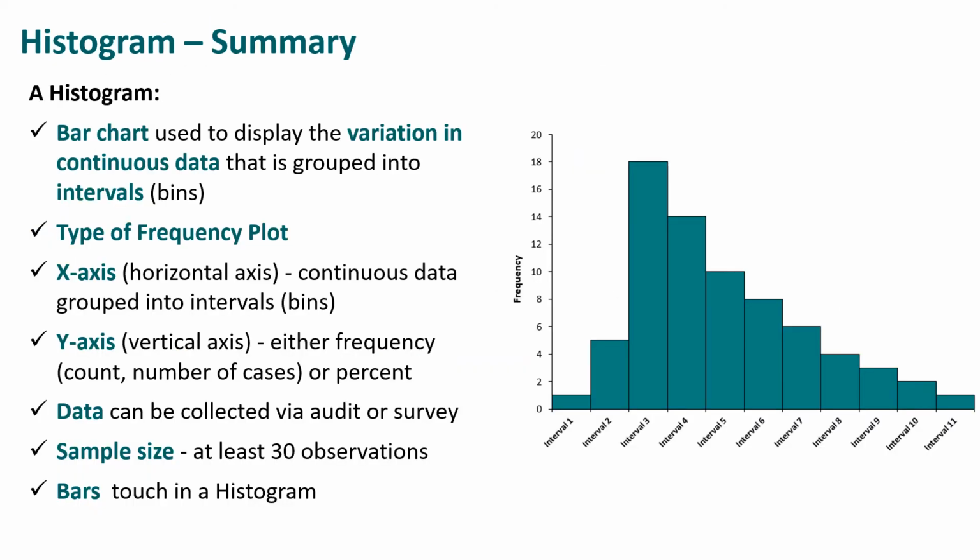So in summary, the features of a histogram is that it's a bar chart used to display the variation in continuous data that's grouped into intervals, which are also commonly called bins, particularly in Excel. It's a type of frequency plot, and the x-axis plots continuous data that's grouped into intervals or bins, and the y-axis, the vertical axis, is either frequency or percent. And what we mean by frequency is either the number or the count of cases. The data can be collected initially via an audit or a survey, and it's best to have a sample size of at least 30 observations or at least 30 cases. And traditionally in a histogram, the bars actually touch. So that's a summary about histograms.